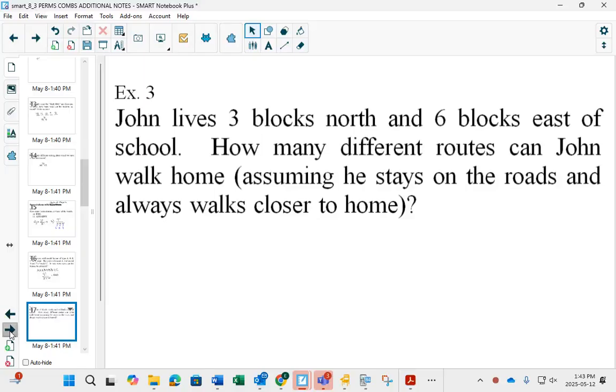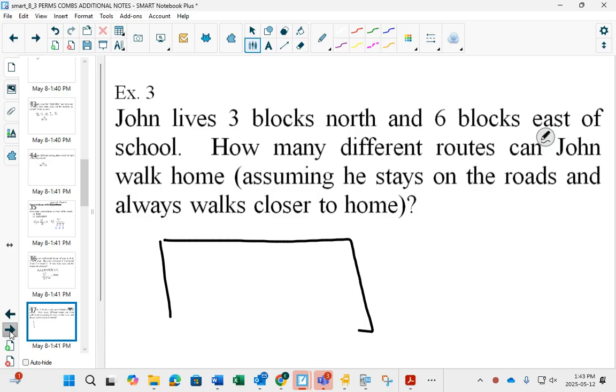So we did a question very similar to this one in our notes. John lives 3 blocks north and 9 blocks east of school. So I'm going to draw a grid here.